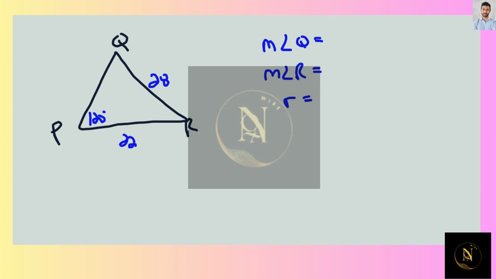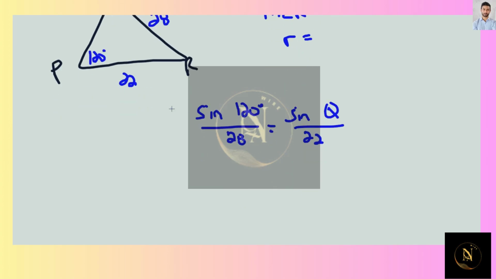So let's start with the measure of angle Q. We can do this because we know angle P and side P. We can use the law of sines that says the sine of an angle over its opposite side is equal to the sine of another angle over its opposite side. We can cross multiply the 22 and then inverse sine so that angle Q is solved for.